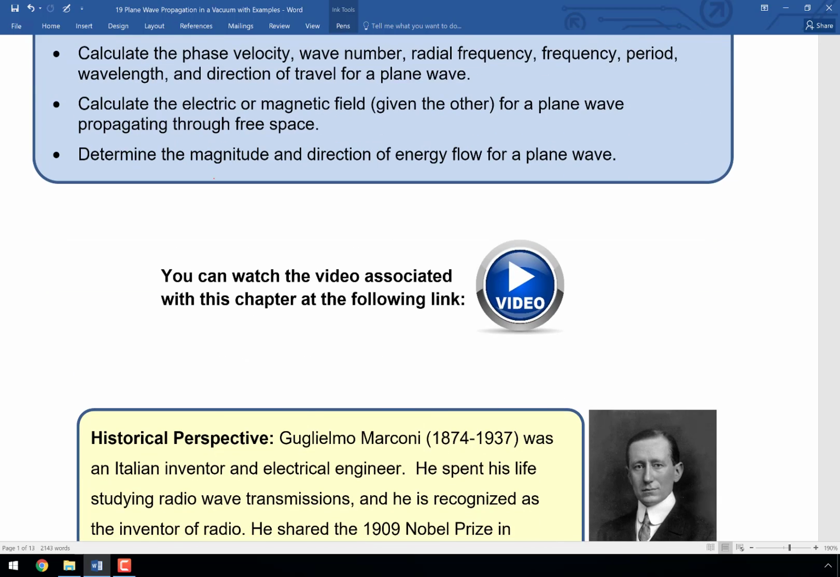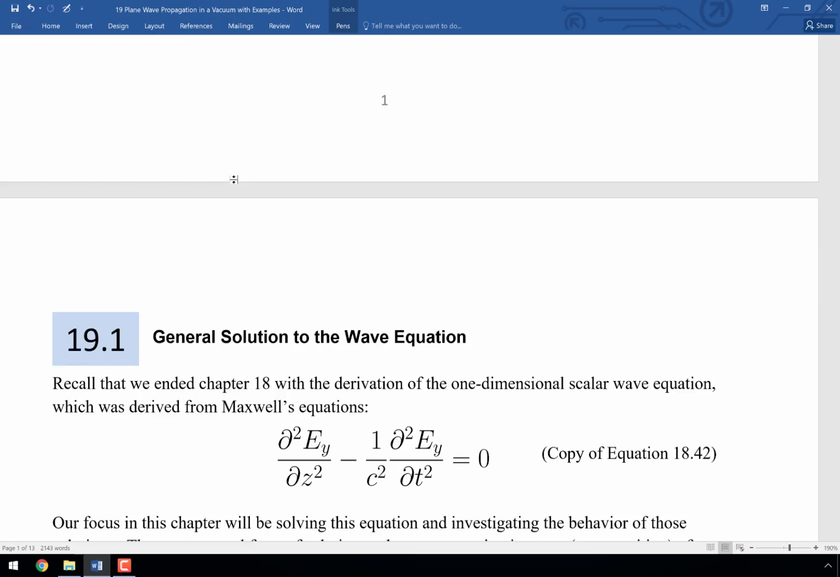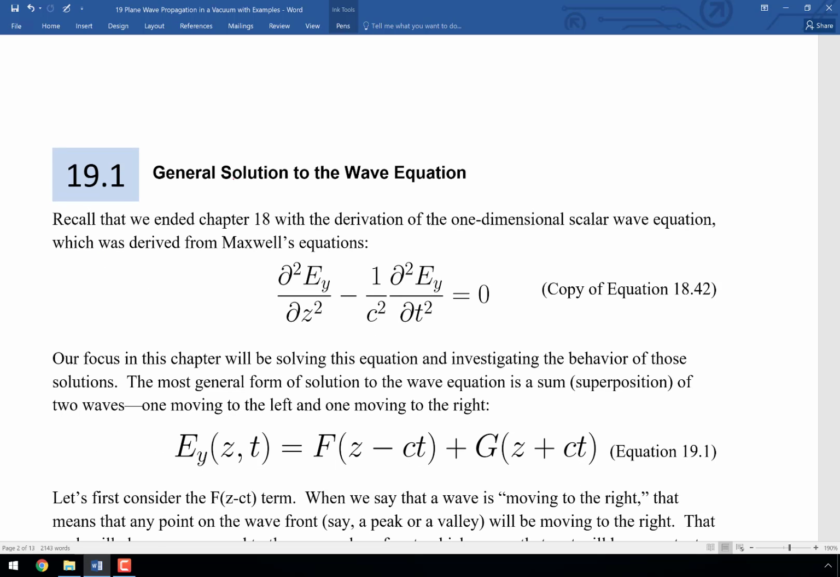Well, our historical perspective for today seemed like a pretty easy choice. Guglielmo Marconi is known as the inventor of radio. He was an electrical engineer and an inventor. He spent his entire life studying radio wave transmissions, and as a reward for his work, he received the 1909 Nobel Prize in Physics for the development of what's called wireless telegraphy, which was their name for what we now call radio.